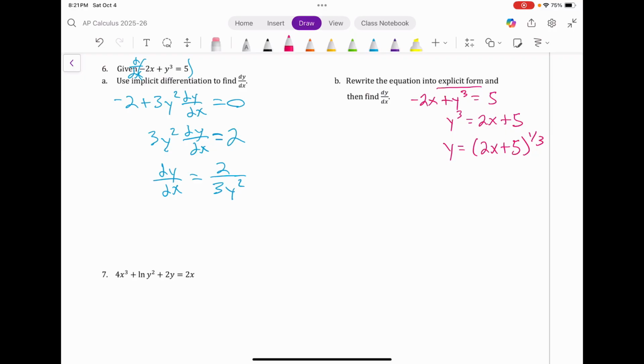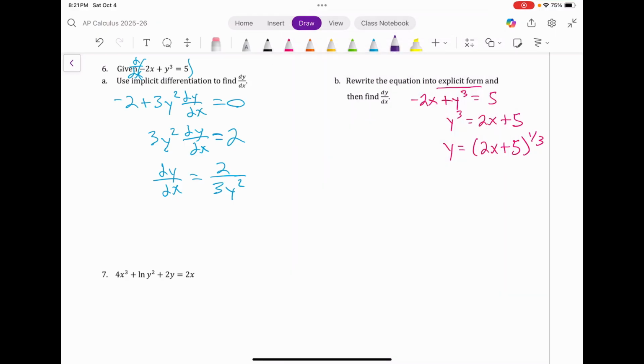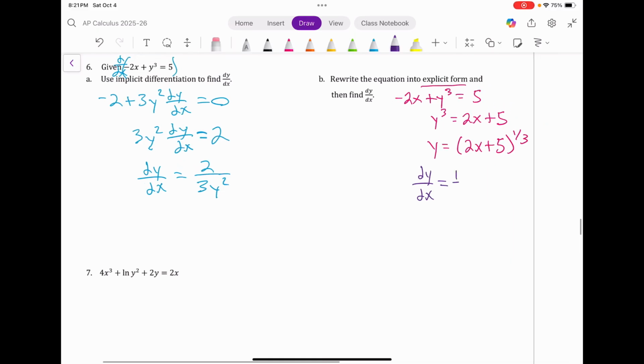Okay, now we're going to take the derivative, as we usually would since y is isolated. Okay, so the derivative, dy dx, would equal 1/3 times 2x plus 5, to the negative 2/3, and then chain rule times 2. Okay, so what do we got? We got dy dx equals 2/3 times 2x plus 5 to the negative 2/3.